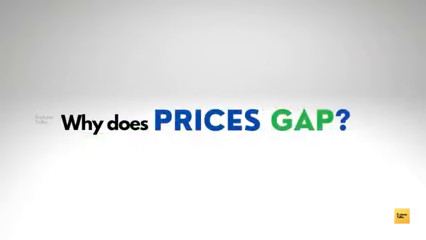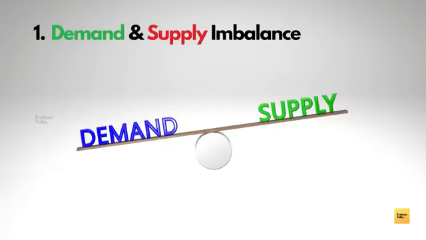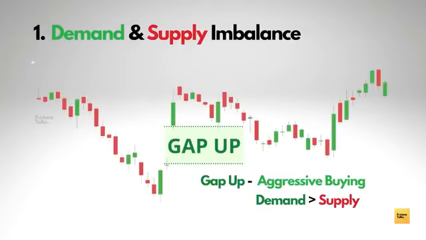Now you will have a question in your mind, why do gaps occur in the market in the first place? Now there are a few reasons as to why gaps occur in the market. Let us look at the reasons one by one. First of all, gaps occur due to an imbalance between the demand and supply. The gap up, for example, is because of the aggressiveness of buyers, which means that there are more buy orders in the market, or simply the demand is greater than the supply, which will boost the prices to go up, or in other words, the price will gap up.